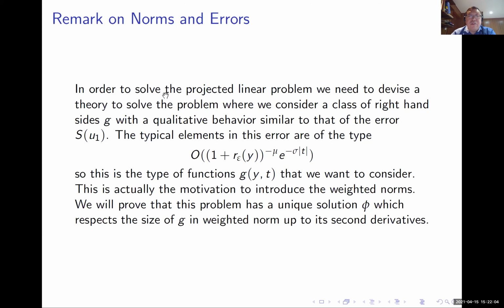So in order to solve the projective problem, we need to devise a theory to solve the problem where the right-hand side will be quantitatively close to our error. So the right-hand side should have exponential decay in t and algebraic decay in y. This is the kind of right-hand side we're going to deal with, and we also want to find a solution with the same type.